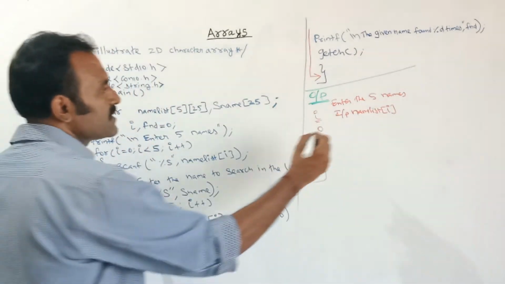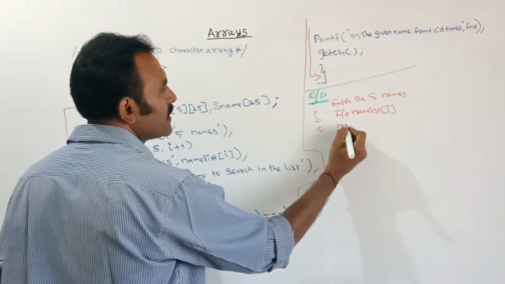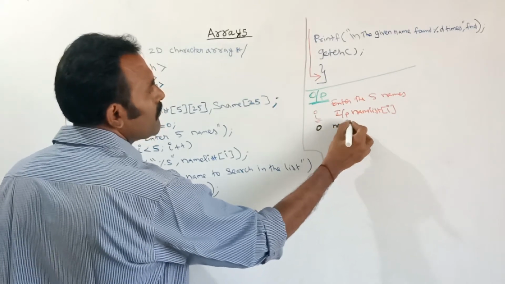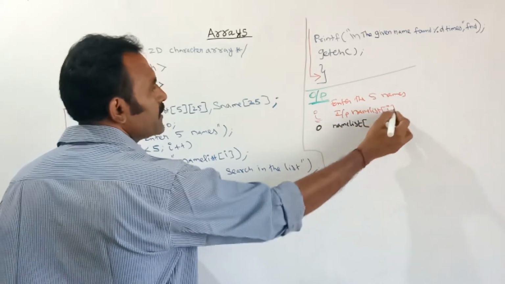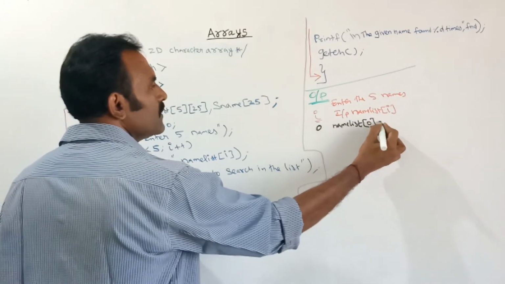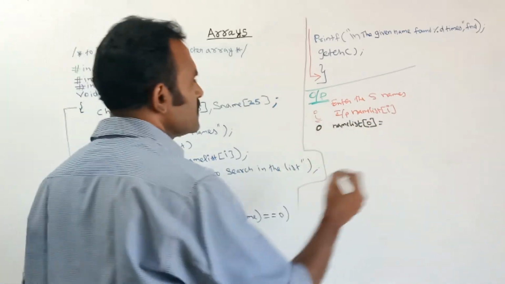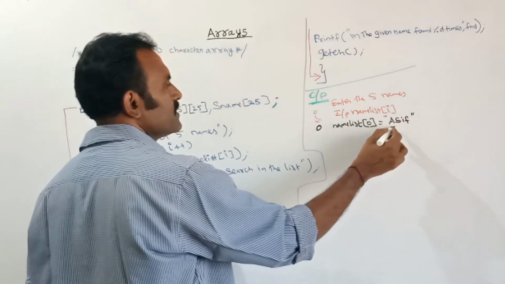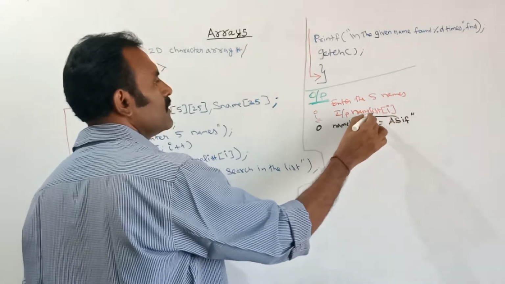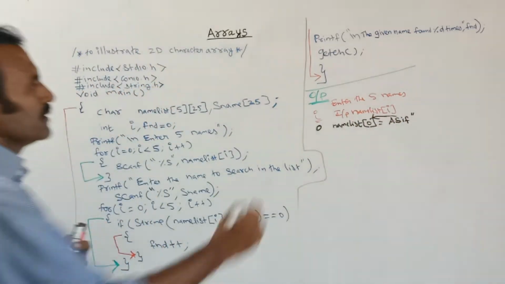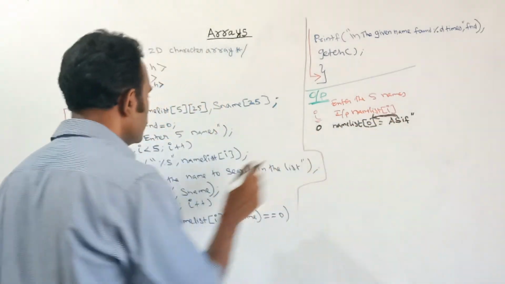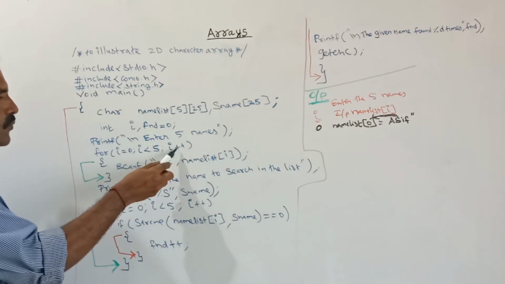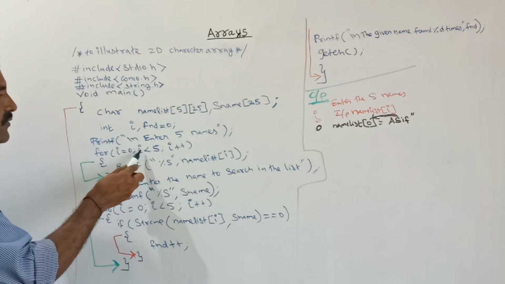So at the very first, the i value is 0, so name list of ith position is the 0th position. Suppose I am giving the name as Asif; this name Asif is stored to the variable name list of 0th position. In the same way, after getting the input, the i value will be incremented to 1, and after that it will check whether 1 is lesser than 5.